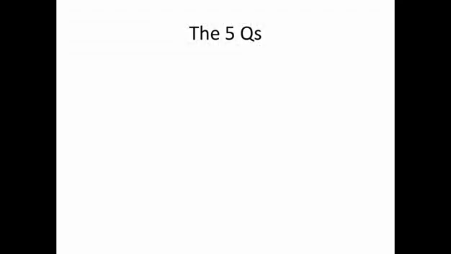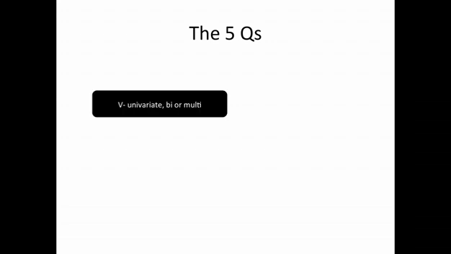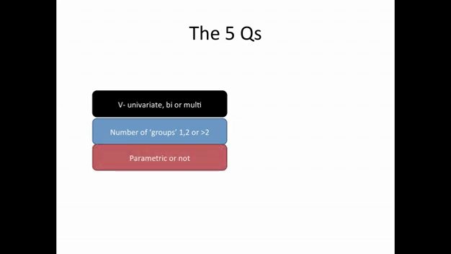The possible answers to these 5 questions are shown here graphically. How many variables? In general, a researcher may be interested in either a single variable or 2 variables, bivariate, or multiple variables, multivariate. How many groups? 1, 2, or greater than 2? Can we assume parametric assumptions or not? In general, this refers to the presence or absence of normality, normal distribution in the data.